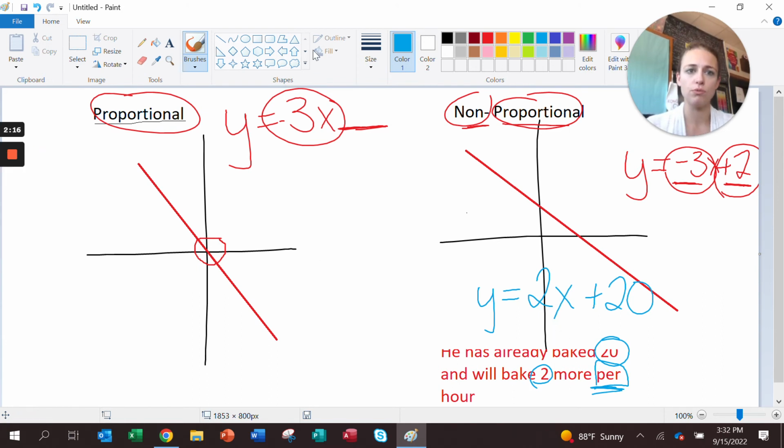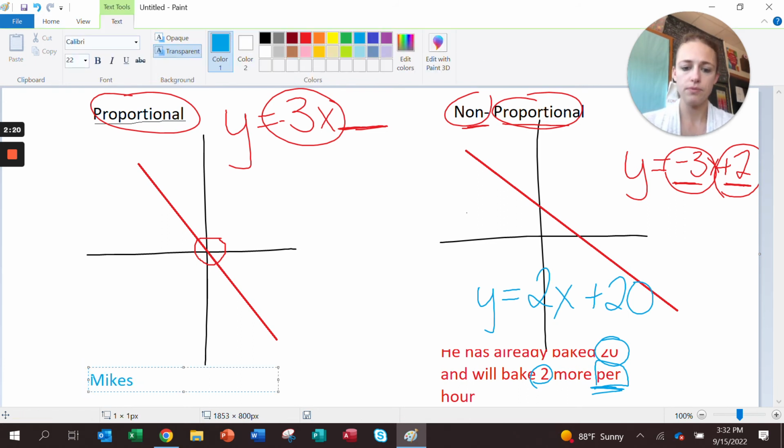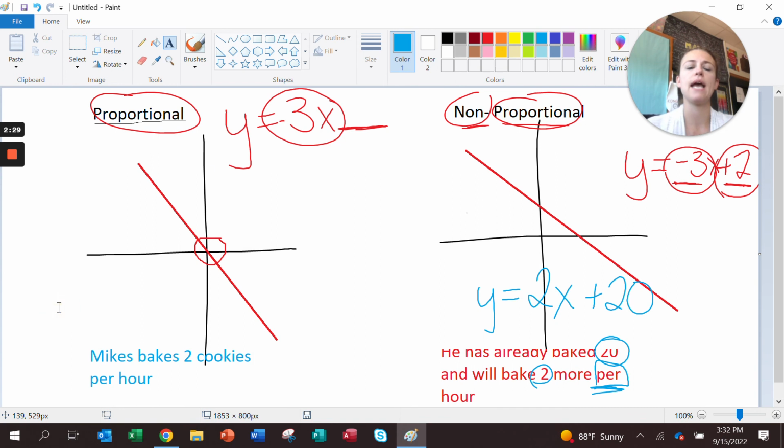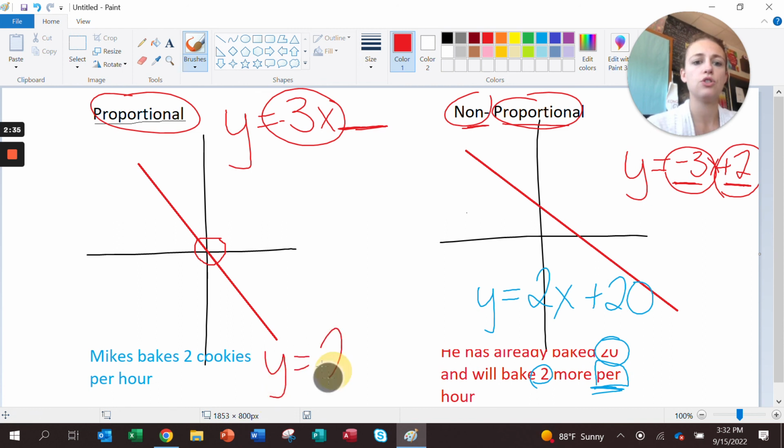Now, for a proportional relationship, it would be just that Mike bakes 2 cookies per hour. In this scenario, we do not know what Mike already has, how many cookies are awaiting him. So in this case, our equation would just be y equals 2x.